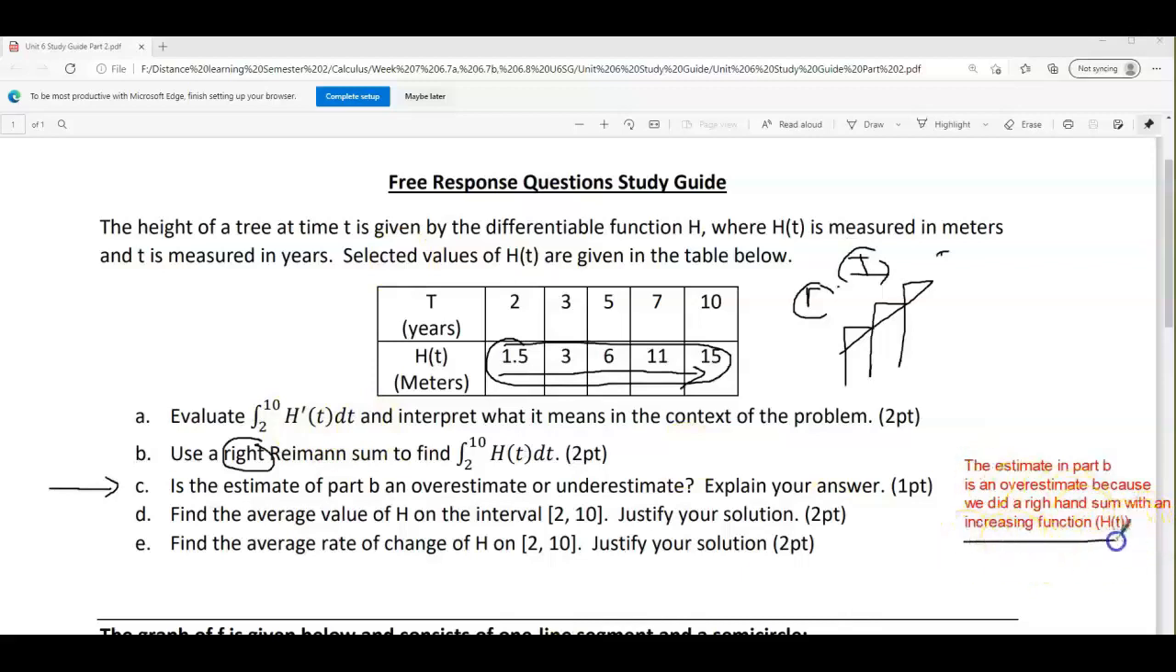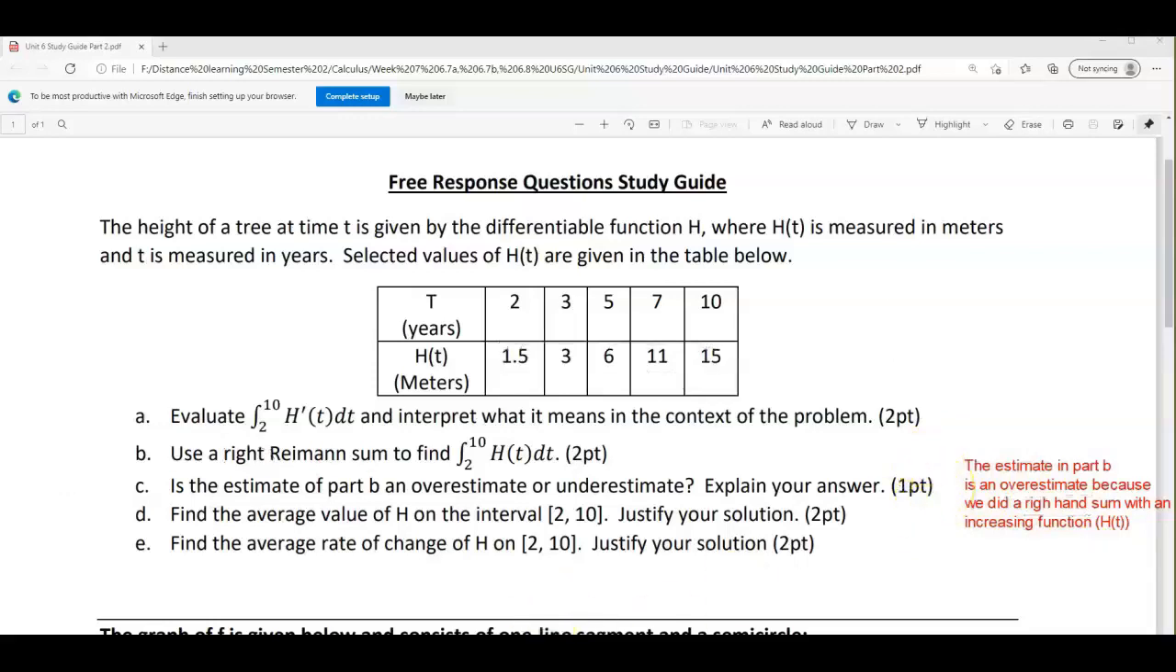So we've mentioned the fact that the function is increasing and the fact that it's a right-handed sum and our answer. So you would need those three elements to get your credit on this. And it should be in a complete sentence. You can't just say right-hand increasing overestimate. You have to explain it. There you have it. So that's worth 1 point.